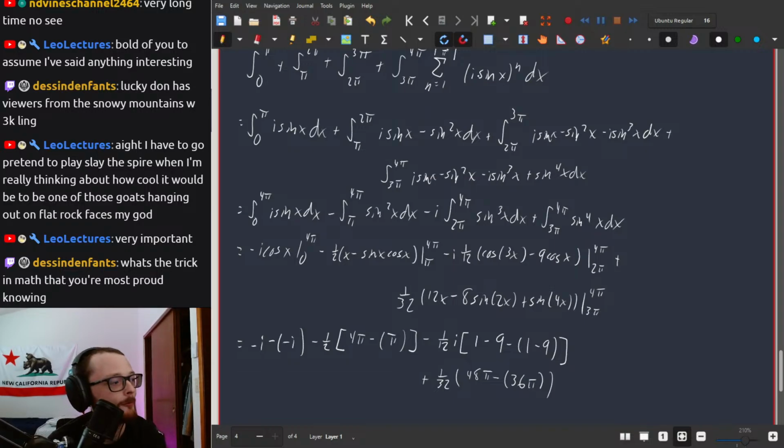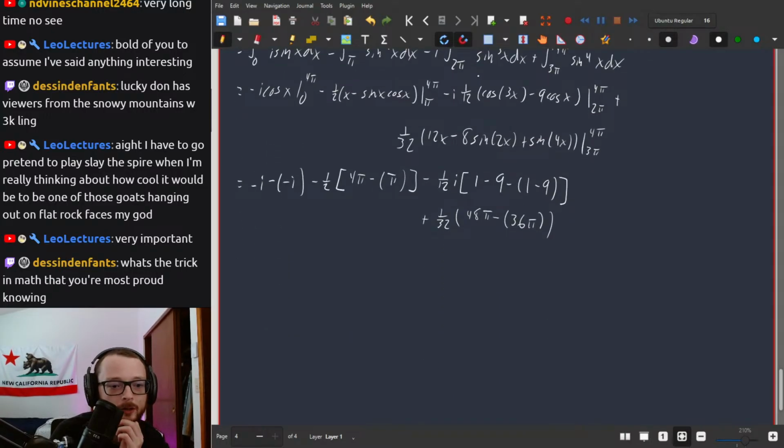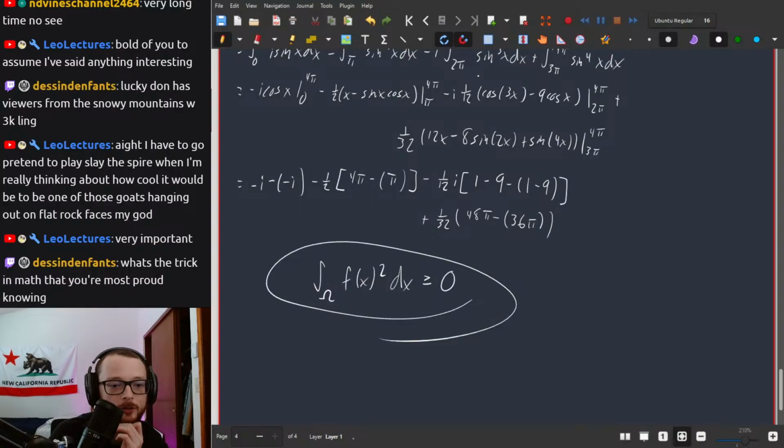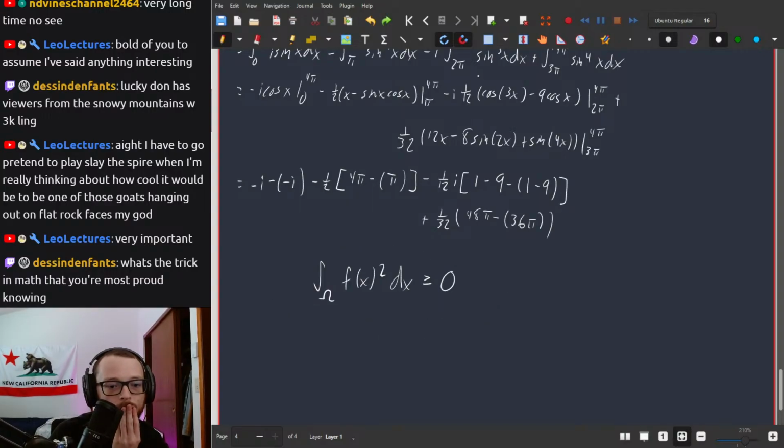What's the trick in math that I'm most proud of knowing? Ooh. My mind immediately goes to PDEs. And a trick that's frequently really helpful in PDEs is knowing that the integral of something squared is greater than or equal to 0. This is crazy helpful, actually. That's a trick that comes up in a lot of proofs. I guess I don't. You said proud though.